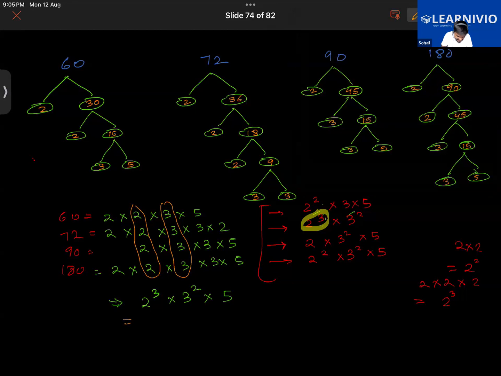So the final answer will be 2 cube, which is basically 2 multiplied with itself 3 times, and 3 square, which is basically 3 multiplied with itself, and then 5. So 2 twos are 4, 4 twos are 8, 8 threes are 24, 24 threes are 72, and 72 fives are 360. So that will be your final answer.